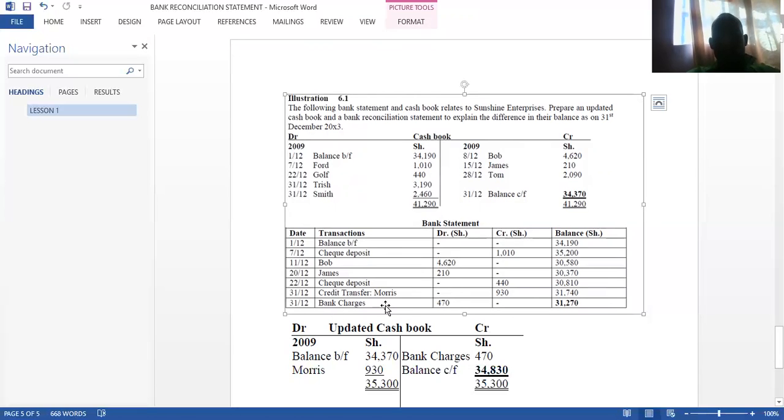470 is actually missing. If you look here, there is nowhere we are going to get the 470. So because it is missing in the cash book, we include it. And remember, in the cash book it is supposed to be on the credit side. That's why it is here.